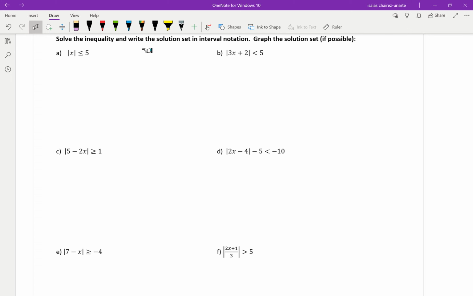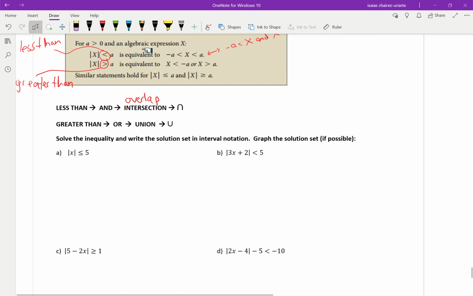Okay, so according to my guidelines over here, if I have the absolute value of x less than something, which is what I have here for part A, then that breaks up into this compound inequality. So this breaks up into x is less than or equal to 5 and bigger than or equal to negative 5.